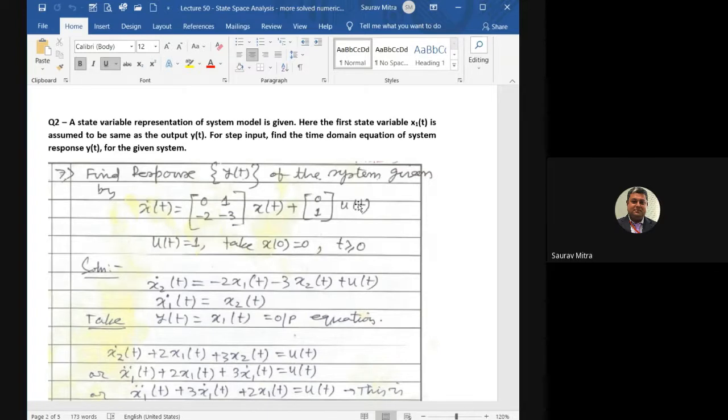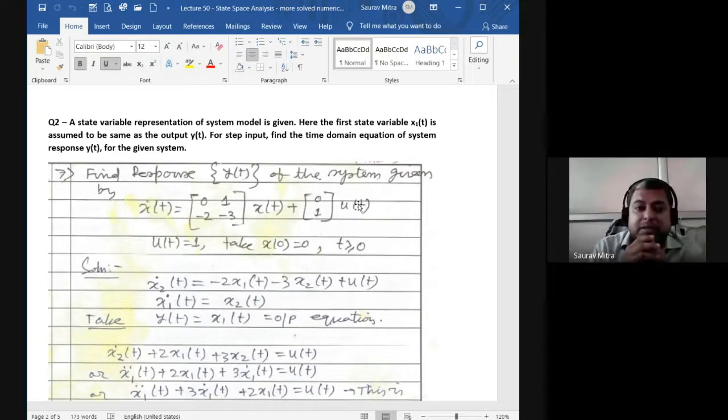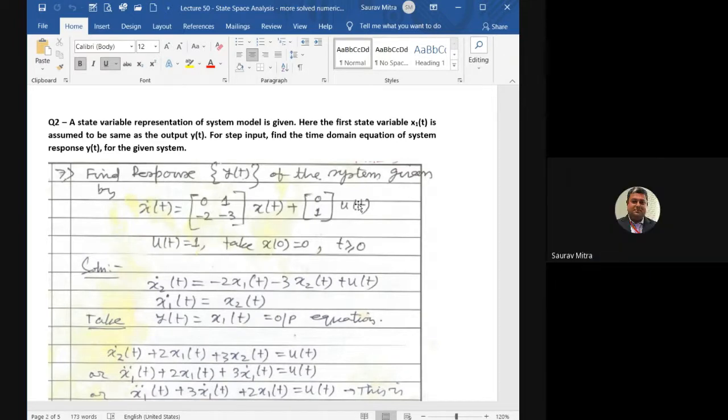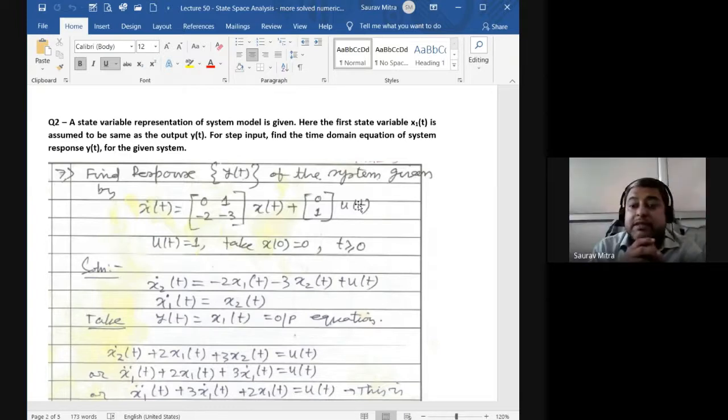Now I'm going to go to the numerical and read the statement. It states that a state variable representation of the system model is given. That means the ABCD matrix is given. C matrix is not given, but instead they have told you yt is equal to x1t. So from there you have to mention that C matrix is 1 comma 0. So for the step input, find the time domain equation of the system response yt for the given system.